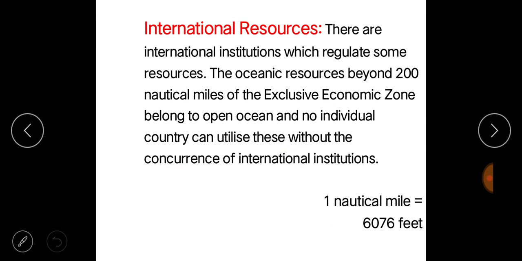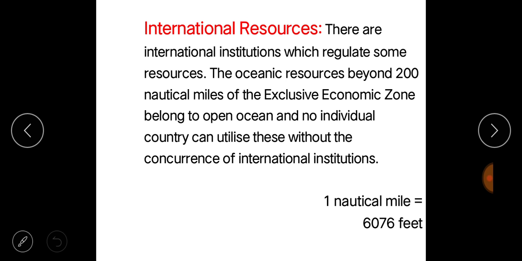Okay. Another thing is the international resources. There are international institutions, they regulate the resource. The oceanic resources beyond 200 nautical miles of the exclusive economic zone belong to the ocean. Nobody can use it without the permission of the international body. Okay, no nation can use it without the permission of the international body, because it is an international resource.